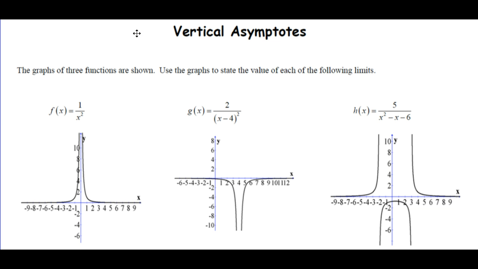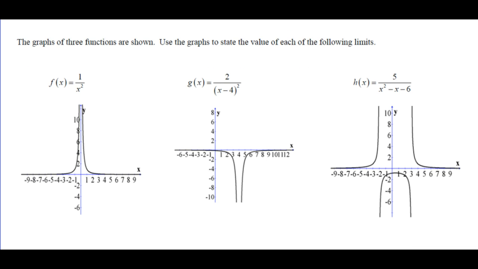We can do this. This is vertical asymptotes, right? It's back to limits. It's like easy stuff. Okay? Graphs of three functions are shown. Use the graphs to state the value of each of the following limits.